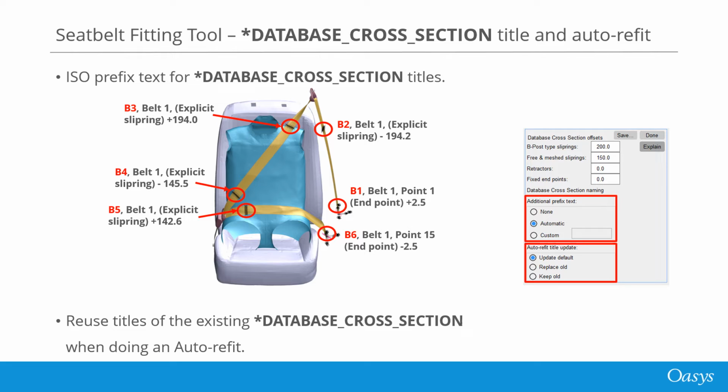It is also possible to keep the existing titles of database cross-section cards when doing an auto refit. This allows not just for the IDs to be kept, but also for custom titles to be retained through the autofit process. This can again be controlled in the X section options.